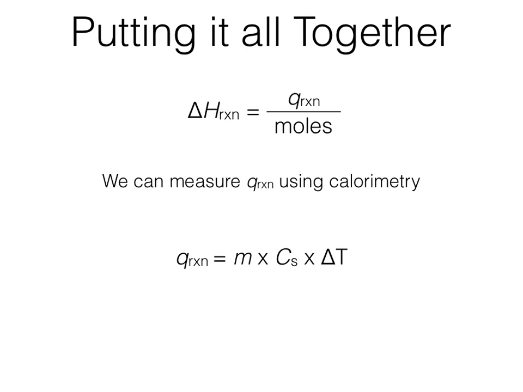Okay, so if we put this all together, we have that our heat of reaction, our delta H of reaction, is equal to the Q of the reaction, the heat that is released, divided by the moles. And we know that we can experimentally determine this Q using calorimetry. And so if we can experimentally determine Q, we can get to experimentally determining the enthalpy of the reaction. So let's do an example.